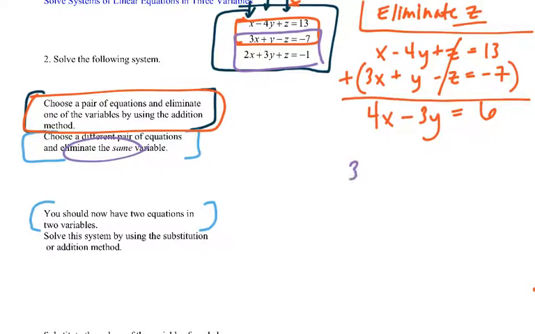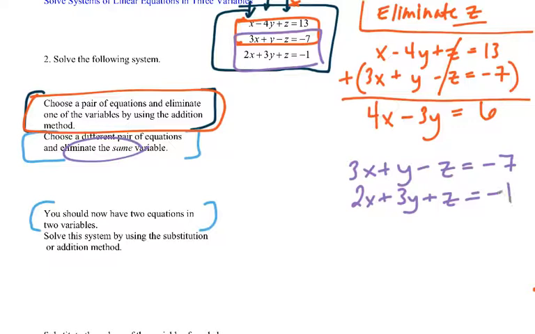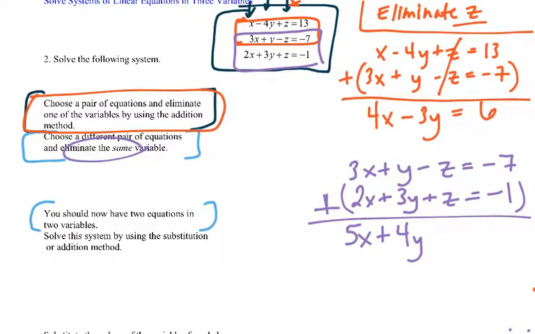So we have 3x plus y minus z equals -7, and we have 2x plus 3y plus z equals -1. And again, we're going to add those two equations together to eliminate z. 3x plus 2x is 5x. Y plus 3y is equal to 4y. -z plus +z equals 0. They get eliminated. -7 plus -1 is -8.